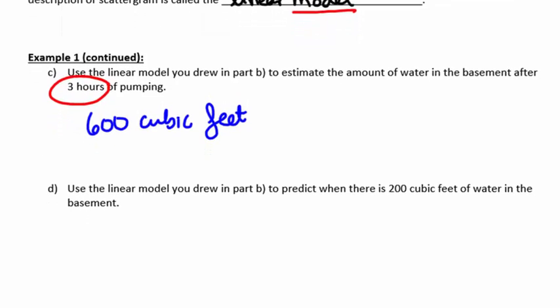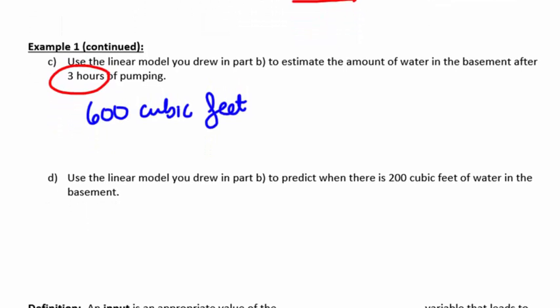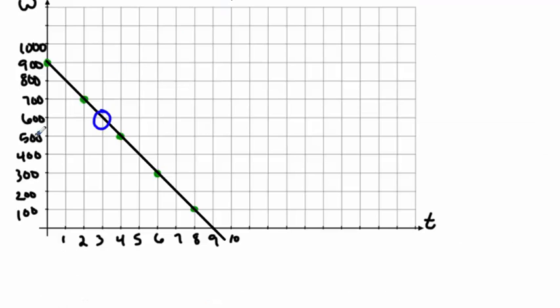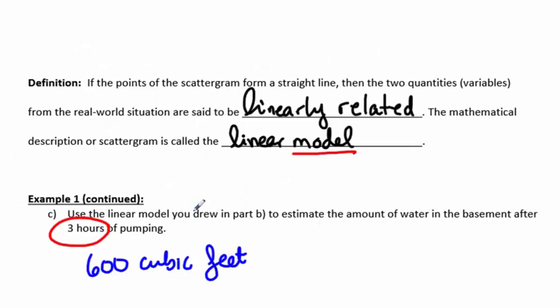In part D, use the linear model to predict when there is 200 cubic feet of water in the basement. So now we're looking at the y-axis, looking for 200 cubic feet of water, and looking for a time that corresponds with it. The time that corresponds with it appears to be 7 hours.